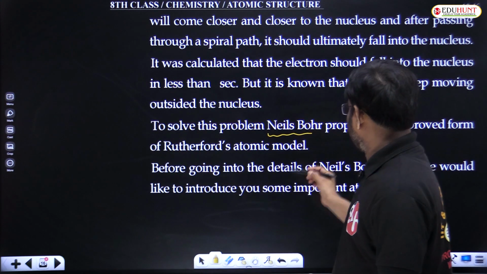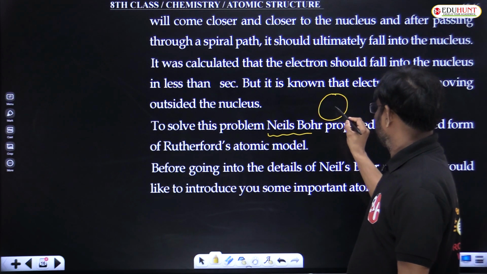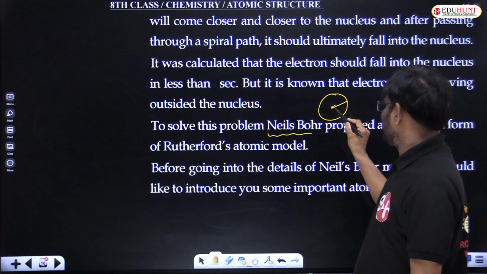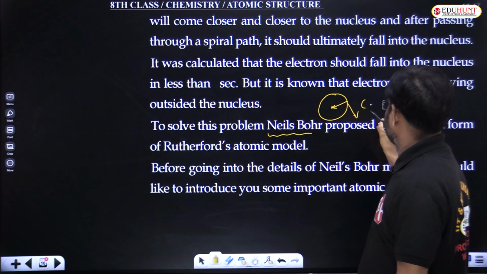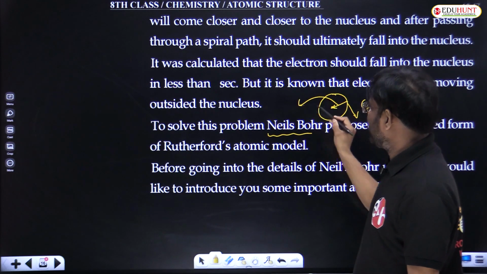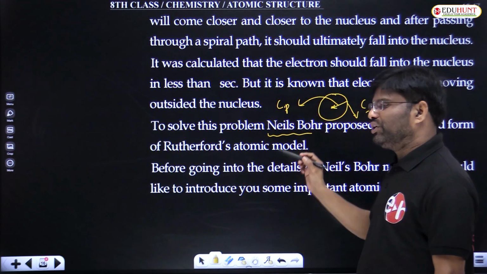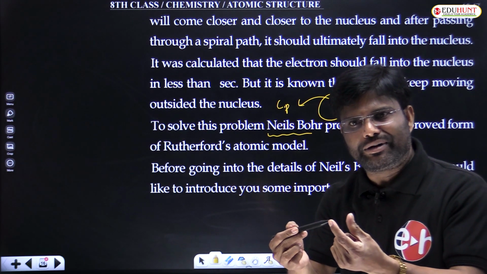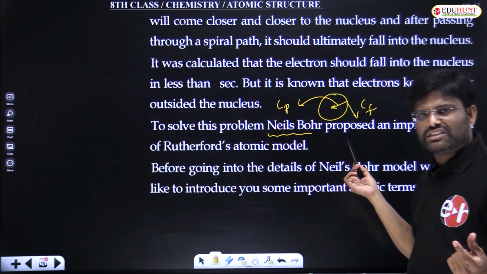That means the electron is revolving around the nucleus, and here one force is acting towards the nucleus and another force is acting away from the nucleus. This is the centrifugal force. This force is the electrostatic force. That means the centripetal force is towards the nucleus. One force is acting towards the nucleus, that is the centripetal force. One force is acting away from the nucleus, that is called the centrifugal force.